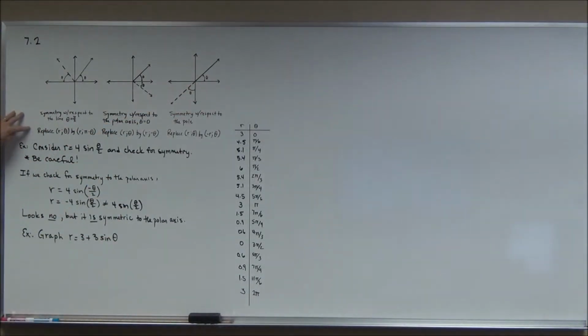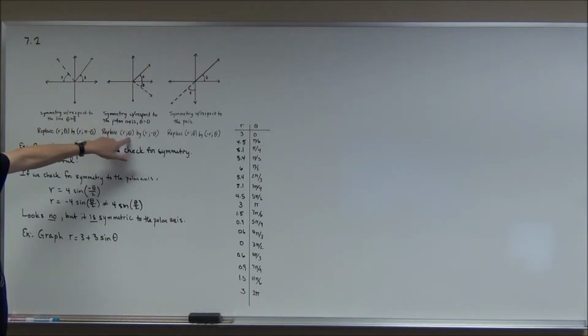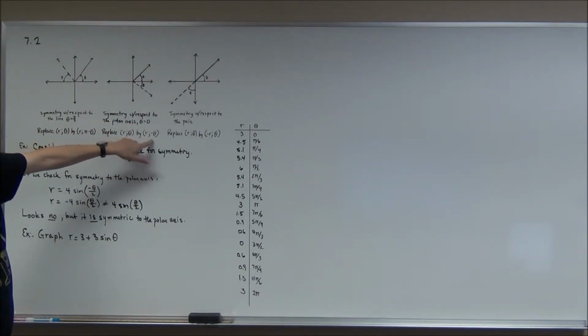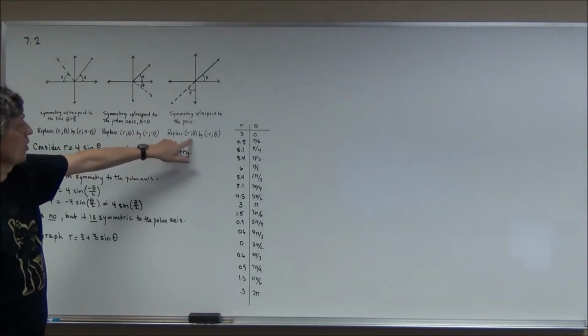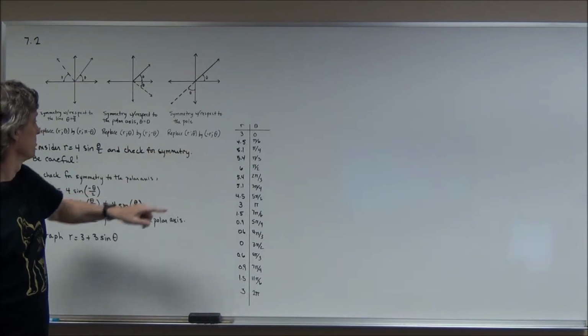You can find symmetry with respect to polar equations, kind of like we did with rectangular equations, by making substitutions and seeing if we get back to the original. So for symmetry with respect to the line theta equals pi over 2, we replace (r, theta) by (r, pi minus theta). For symmetry with respect to the polar axis, we replace (r, theta) with (r, opposite of theta), and for the pole, we replace (r, theta) with (opposite of r, theta).